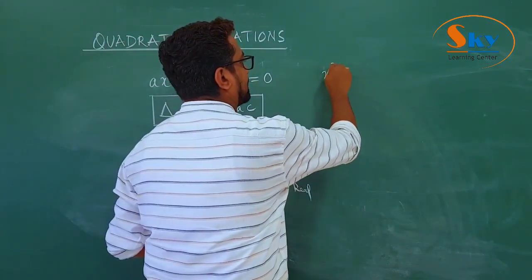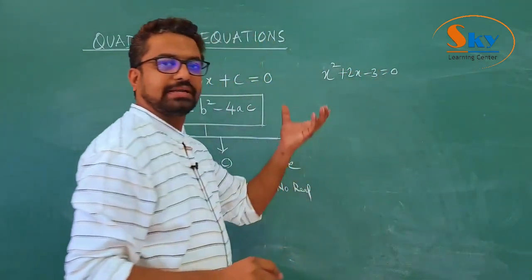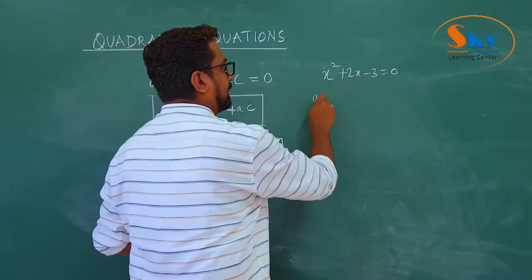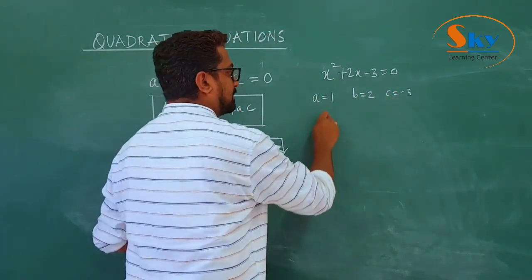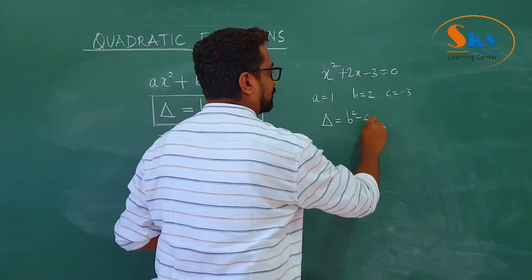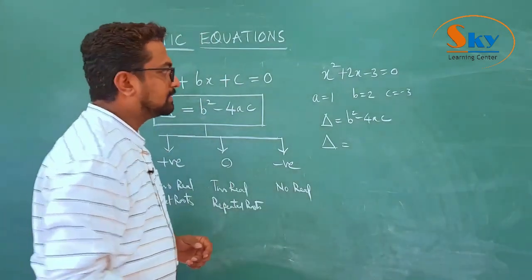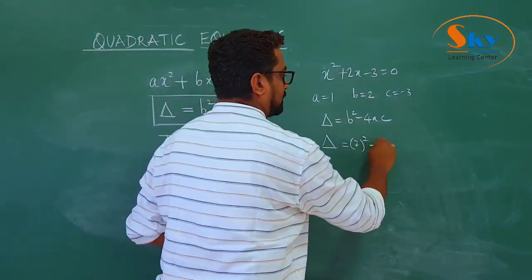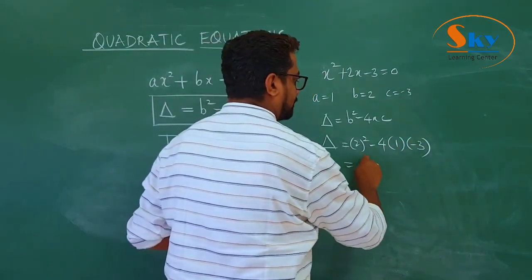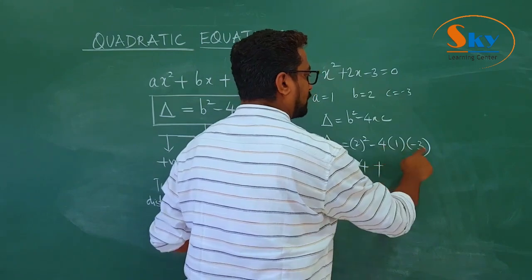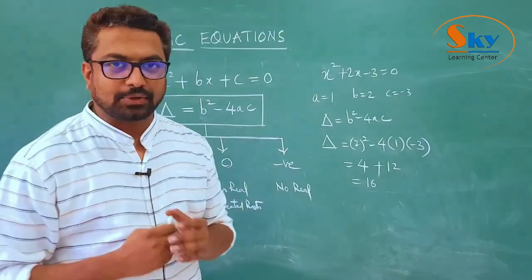So let's say we have an expression x square plus 2x minus 3 equals 0. This is a quadratic equation. Here a is 1, b is 2, c is minus 3, and the discriminant value is b square minus 4ac. So the discriminant, delta, is b square, that is 2 square, minus 4 into a is 1, c is minus 3. So now I am going to get 4 plus 4 into 3 is 12. So totally I am going to get 16, and 16 is a positive value.